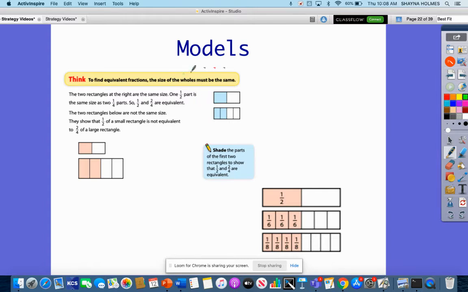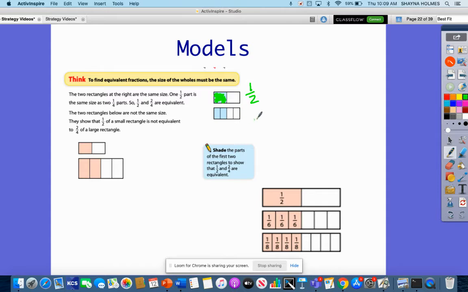This is so important. We can't have two different size wholes. So I think we talked about one example. Maybe it looked like this. When we took it apart, we can see this portion right here and this portion right here represent 1/4 of this whole, but they are not equal in size because the wholes are different sizes.